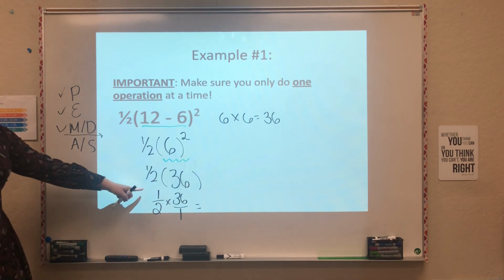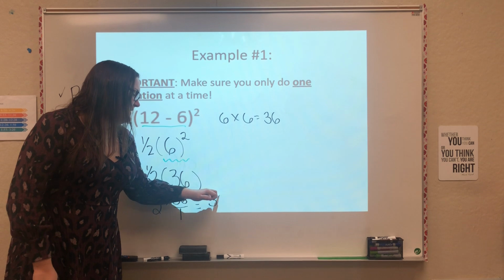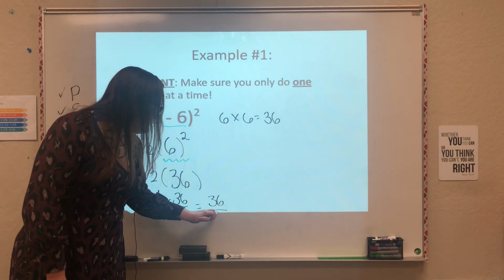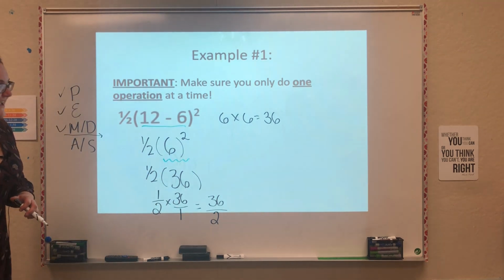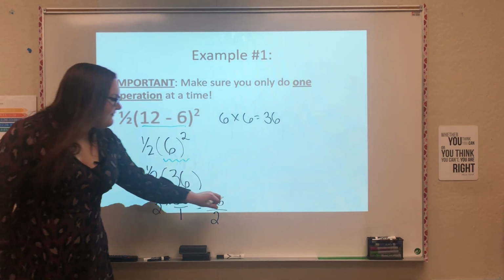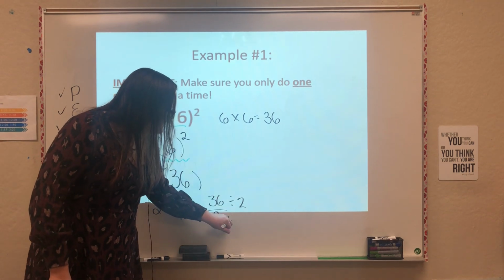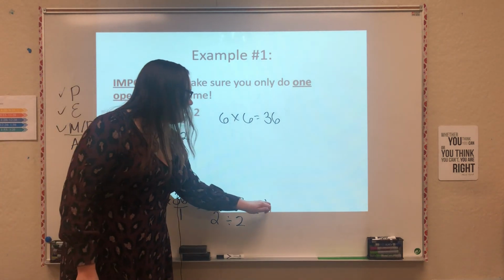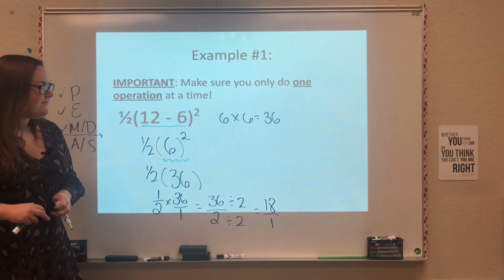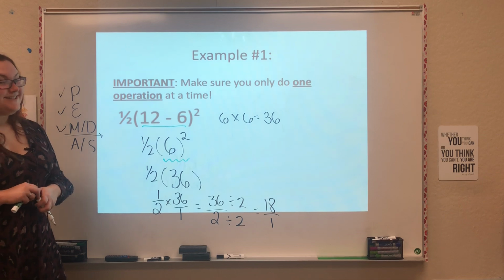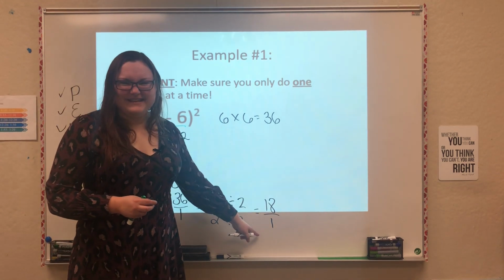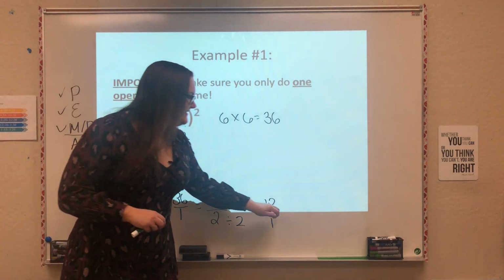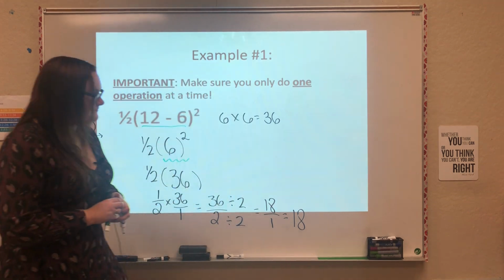So when I do that, 1 times 36 gives me 36. And 2 times 1 is 2. I'm looking at that. I see I can simplify by dividing both numbers by 2. And when I do that, I get 18 over 1. Not my final answer, because if I was to read this, this is 18 wholes. 18 wholes is just the same thing as 18.